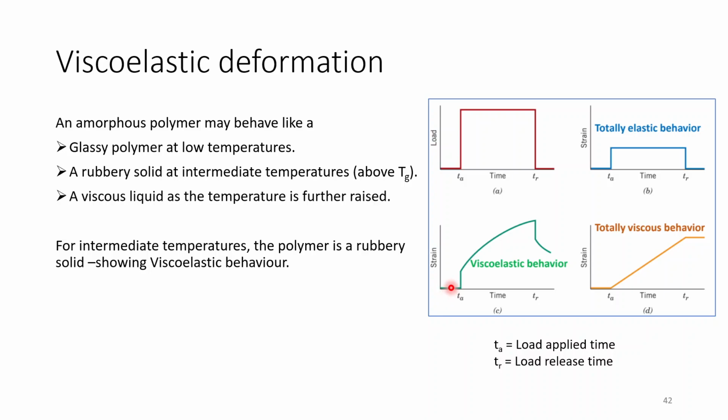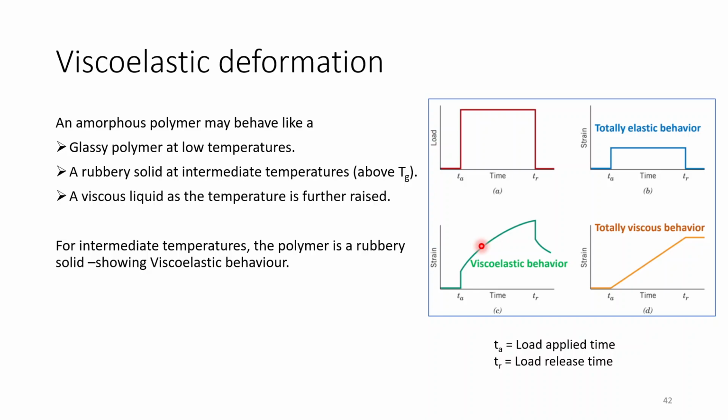If your material is viscoelastic, what will happen during the application of this particular load? Your material will keep on deforming further. So it will behave as a viscous material. If you have water and you apply some load, it will keep on changing its strain. So it will behave in a viscous manner.